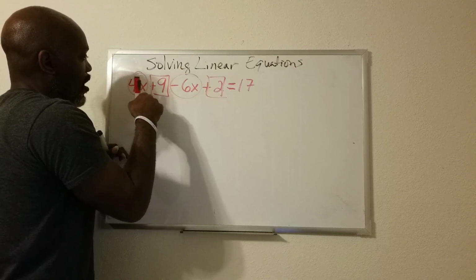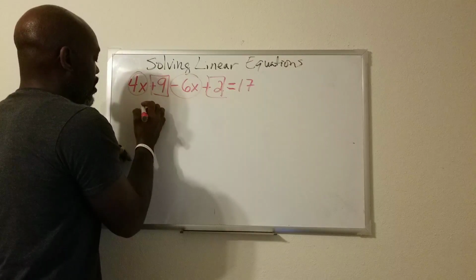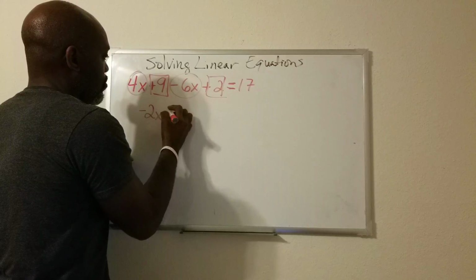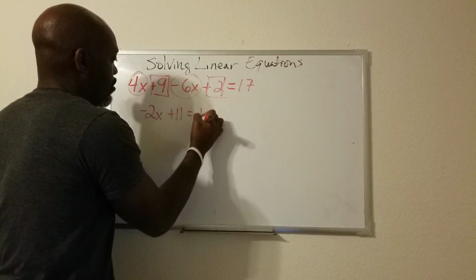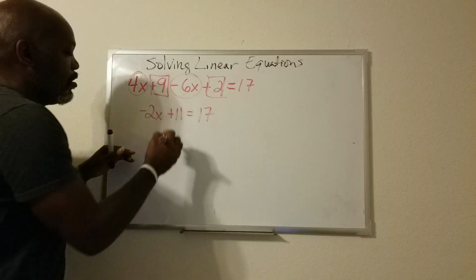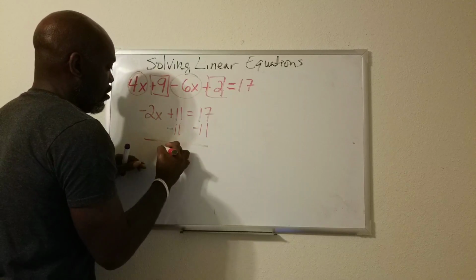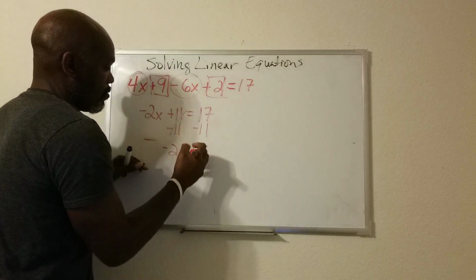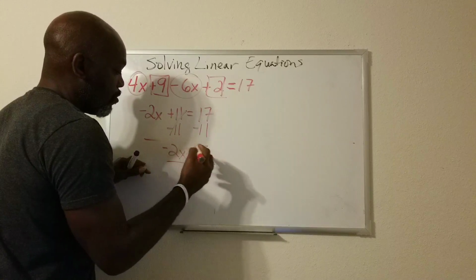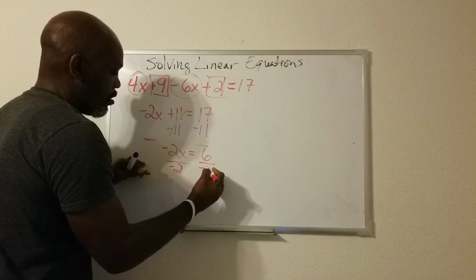So I have 4x minus 6x. That is going to be negative 2x. 9 plus 2, that's plus 11 equals 17. Then after we combine like terms, we're going to do the subtraction property of equality. That leaves me with negative 2x equals 6.